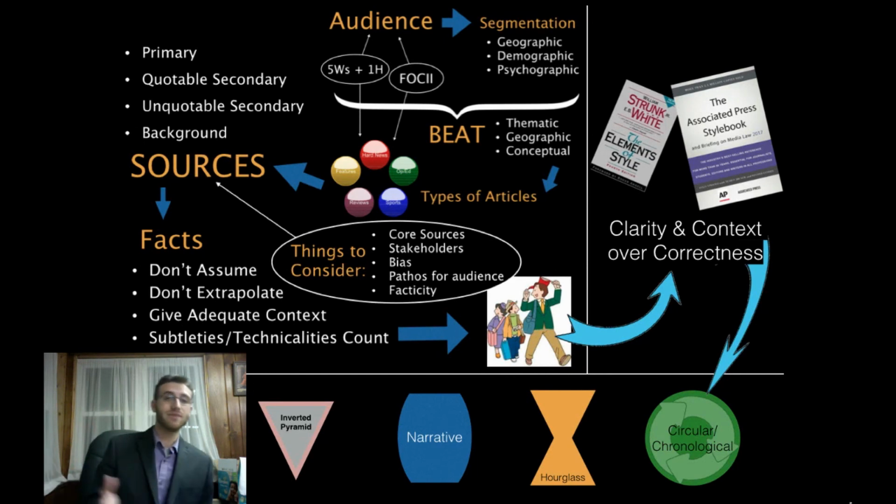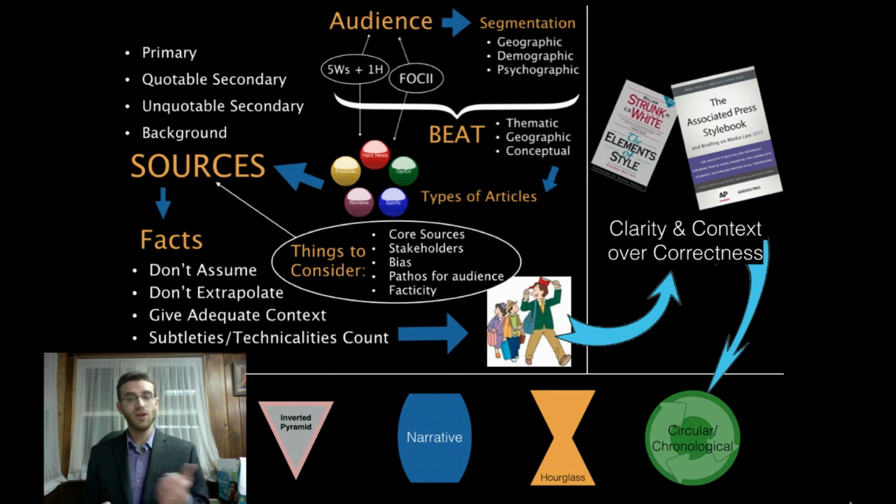So then we had to fill those articles with some content. So we started gathering some facts. We talked to sources. These sources could be primary, quotable secondary, unquotable secondary, or background, considering all the while that these sources have biases. They may be stakeholders with something to gain or lose with the information they give us, the pathos that it conveys to the audience and how the audience might connect, and the facticity of what these sources are telling us. So, not content to just trust that they are being honest, we should be fact-checking.